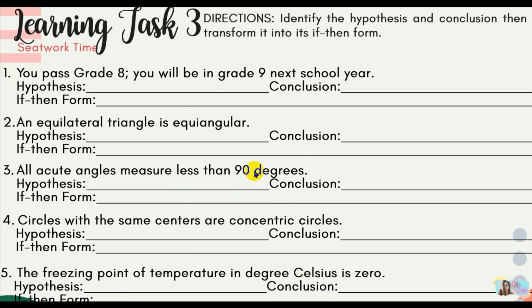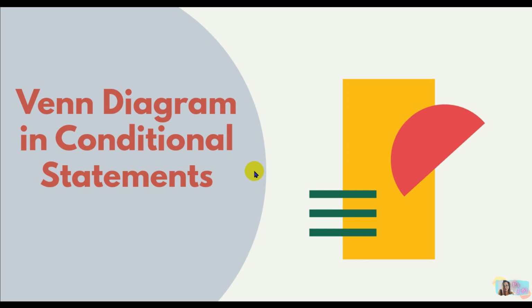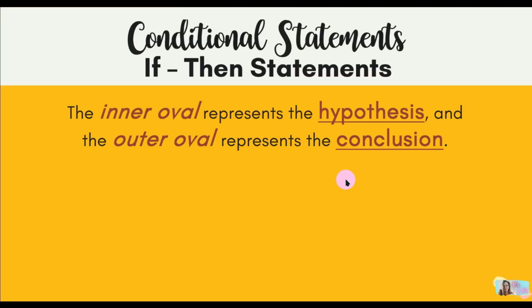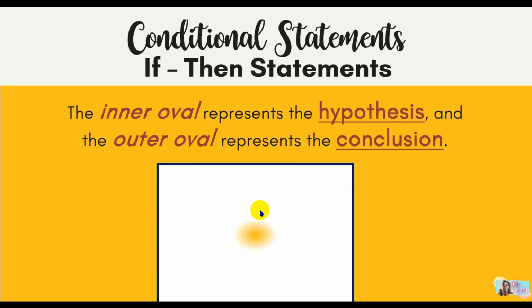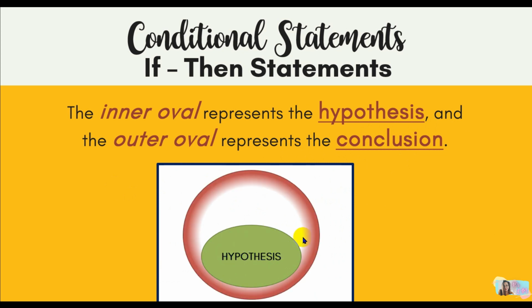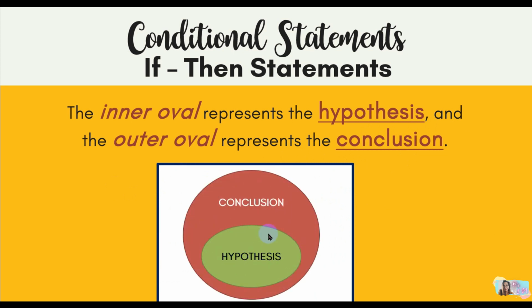Okay, now let's proceed to Venn diagram in conditional statements. How are we going to use Venn diagram in conditional statements? And do you even remember what a Venn diagram is? So remember this. The inner oval represents the hypothesis and the outer oval represents the conclusion. So the smaller one is our hypothesis. The hypothesis should be there, then the conclusion will be the outer oval. Remember, the inner oval, hypothesis, outer oval, conclusion.